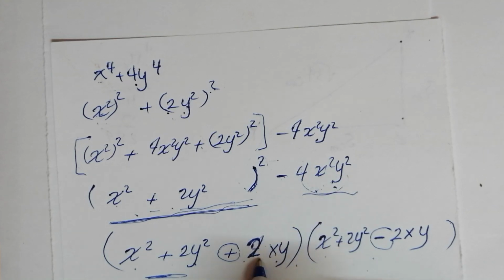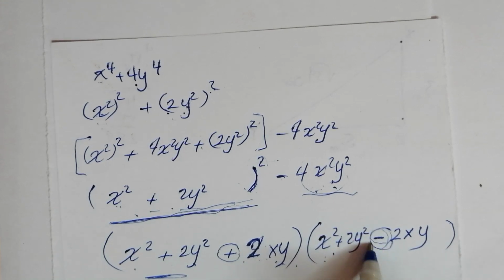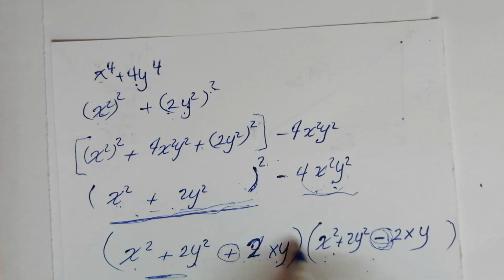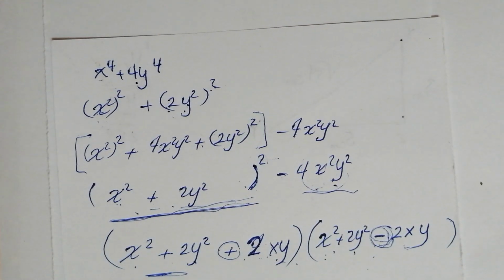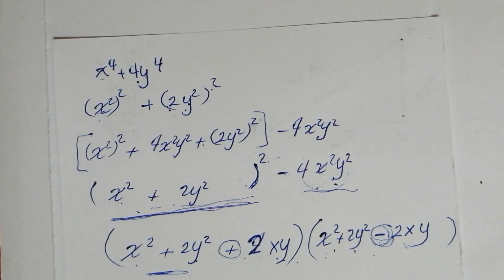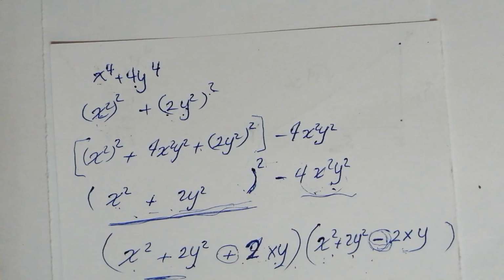2xy. So 2xy. Here, yes. x squared plus y squared in the minus bracket. Yes. In the minus bracket: x squared plus 2y squared minus 2xy. This is the second term, 2xy. So we have x squared plus 2y squared plus 2xy multiplied by x squared plus 2y squared minus 2xy. Yes, I wish you understand very well.